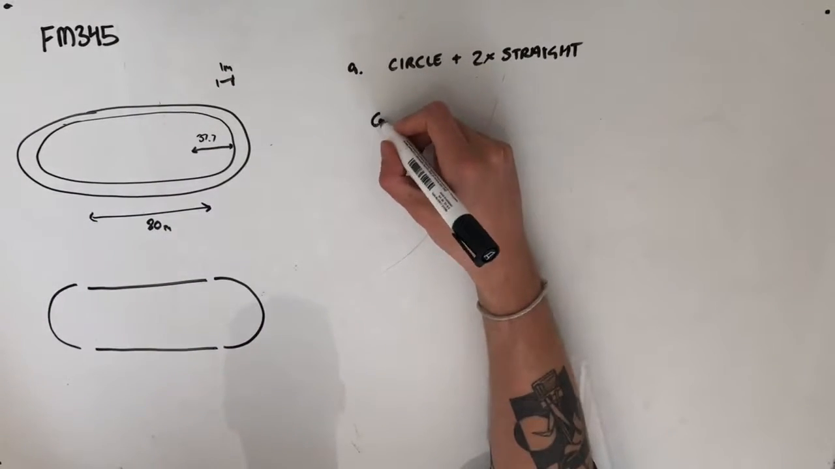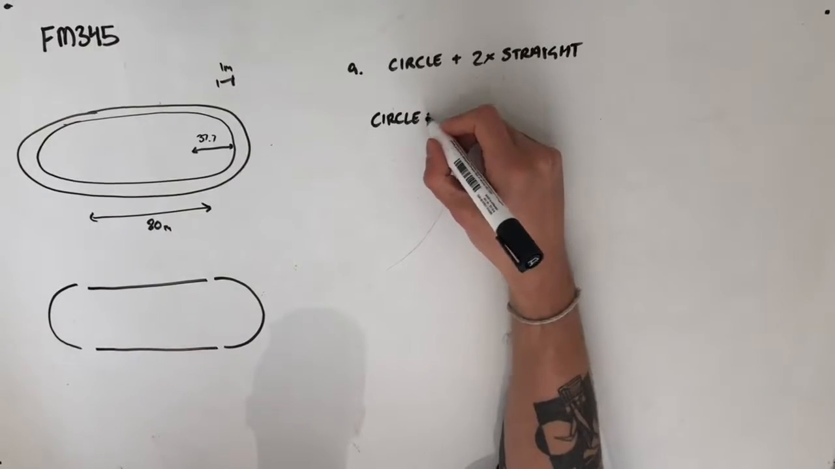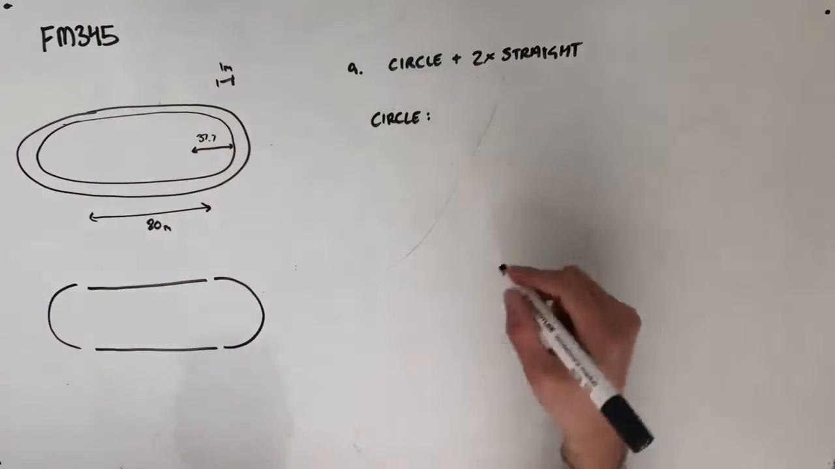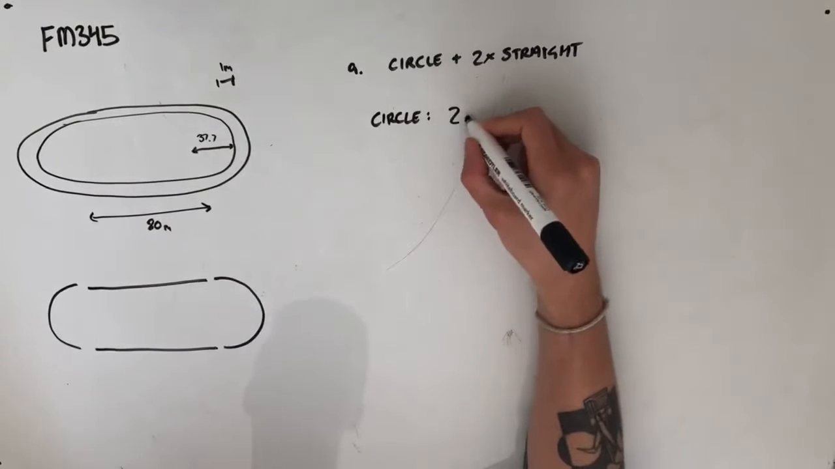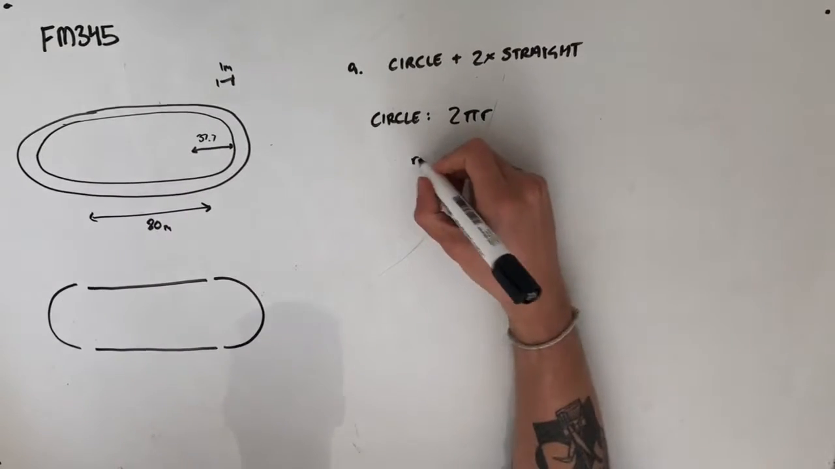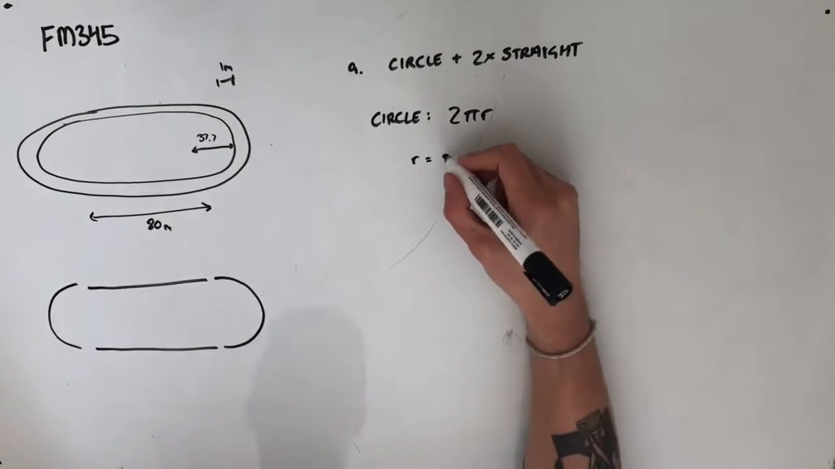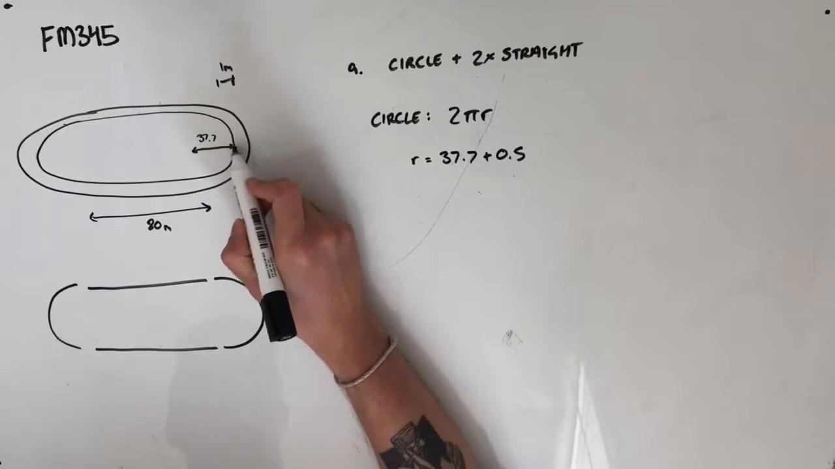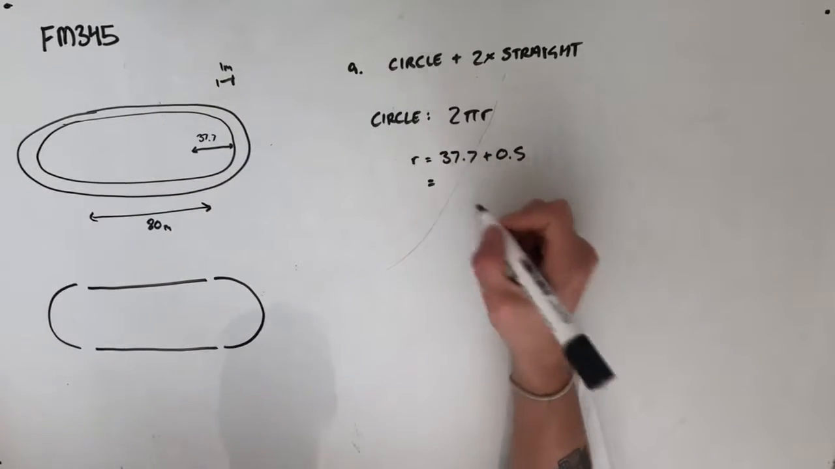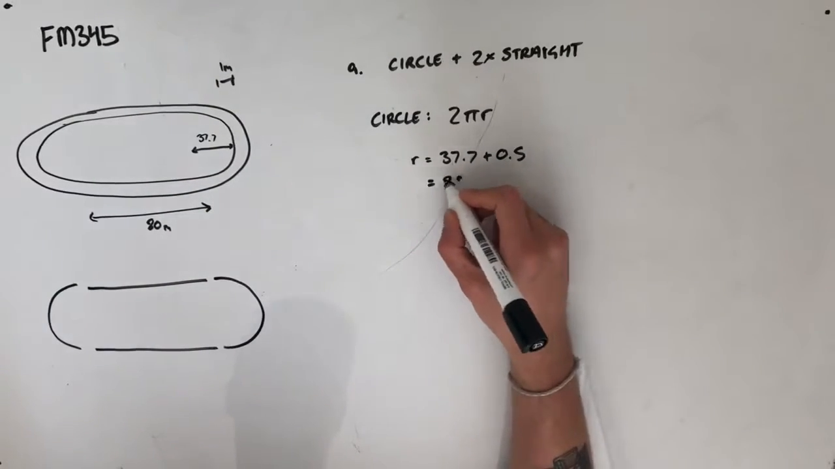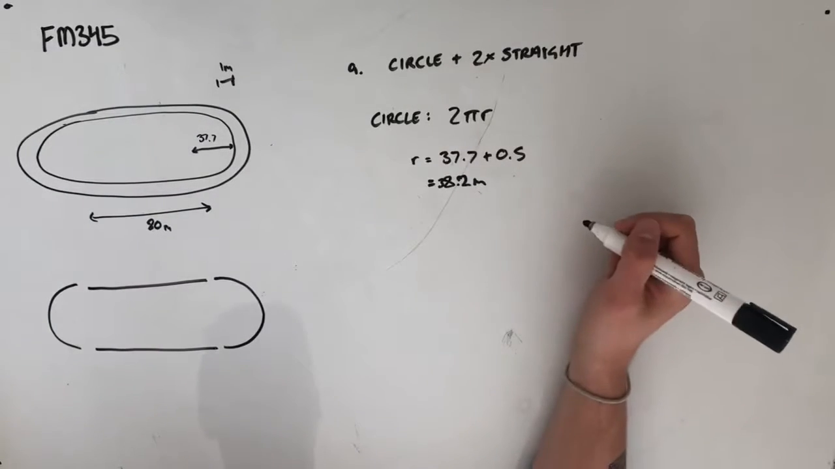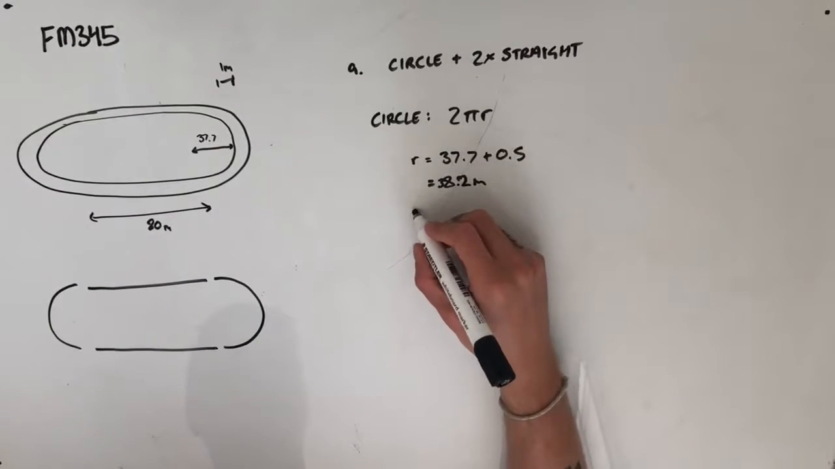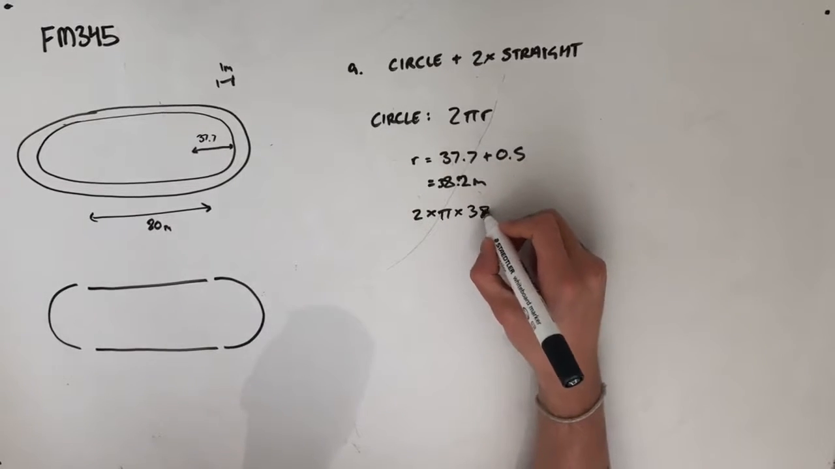So the first thing we're going to do is find the circumference of the circle, which would show us the length that he runs. The formula would be 2 pi r. Now r in this case is not going to be equal to 37.7, it's actually going to be equal to 37.7 plus 0.5, because remember that this lane is also a meter wide and he's running in the middle. So we've got to add half a meter to that amount, which will land us at 38.2 meters. Substituting that back in for our circle, we get 2 times pi times 38.2.